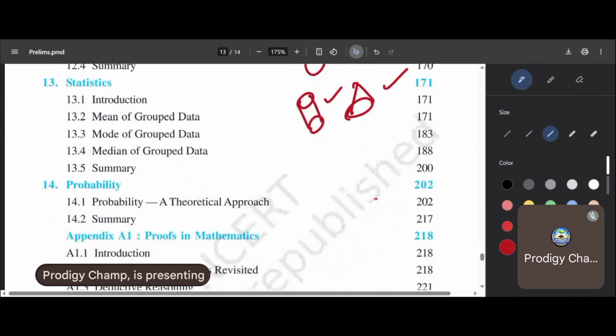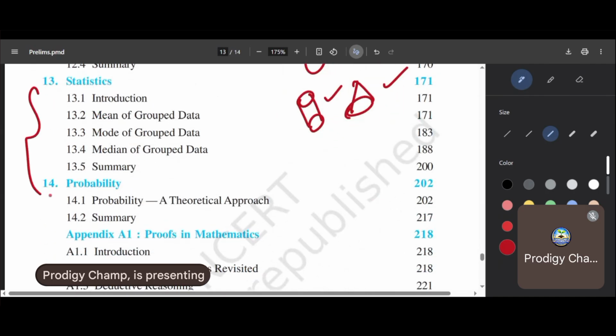Then statistics and probability. These two are again small chapters, but probability is very easy. But in statistics, we have many methods. For the mean of grouped data, we have three methods, so it will be a little bit difficult. Mode and median are okay. Median also has two formulas, but for mean we have three different ways: direct method, assumed mean method and step deviation method. So all these methods are there.